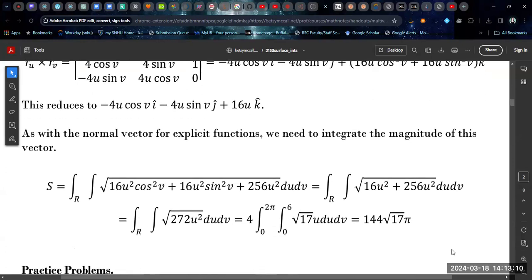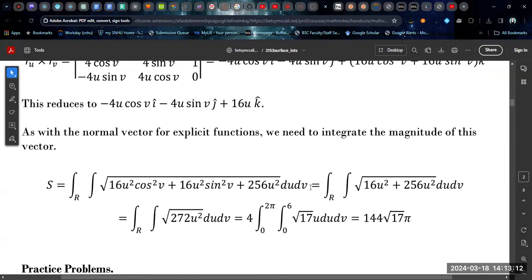And then to go into our integral, we take the magnitude of this, and we end up with this crazy expression, which then turns out to simplify a little bit. We can pull out our square root of 17 and the 4 that this reduces to. The u stays behind, and when you integrate this from 0 to 6, and then there's no v in the expression, you multiply by 0 to 2 pi, you end up with this expression for your surface area.